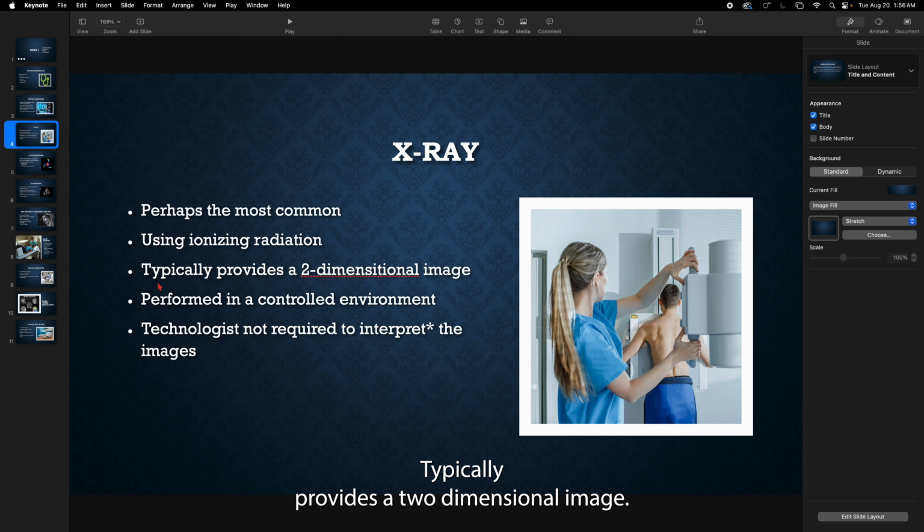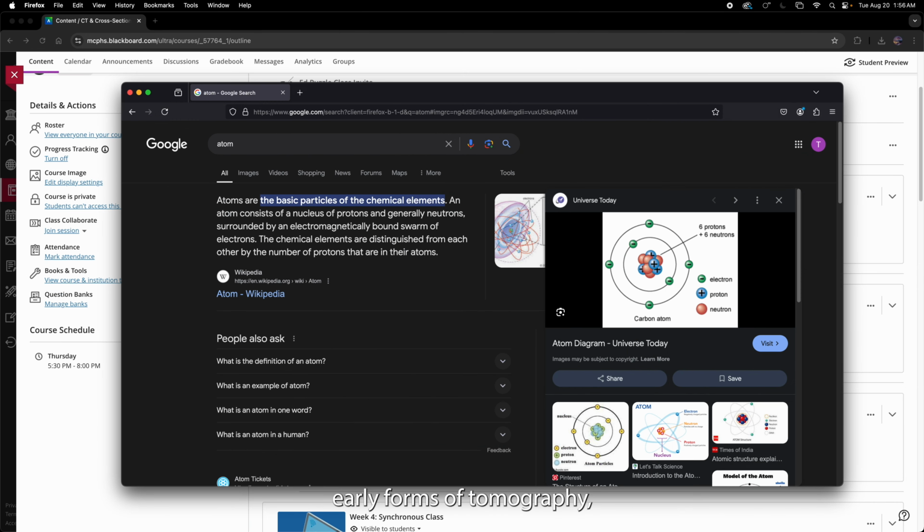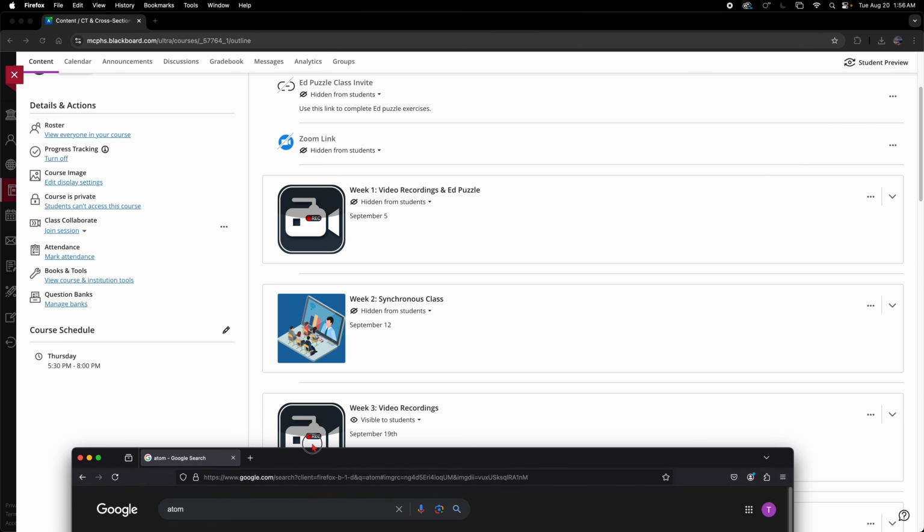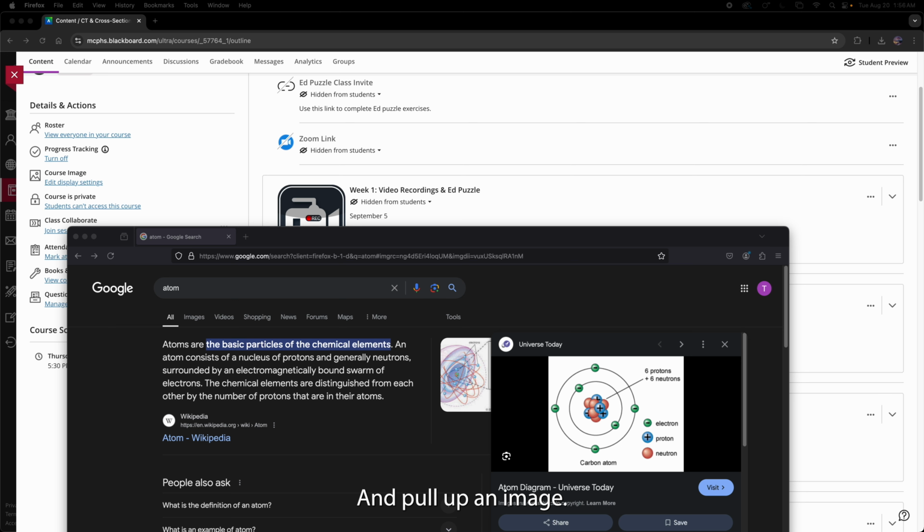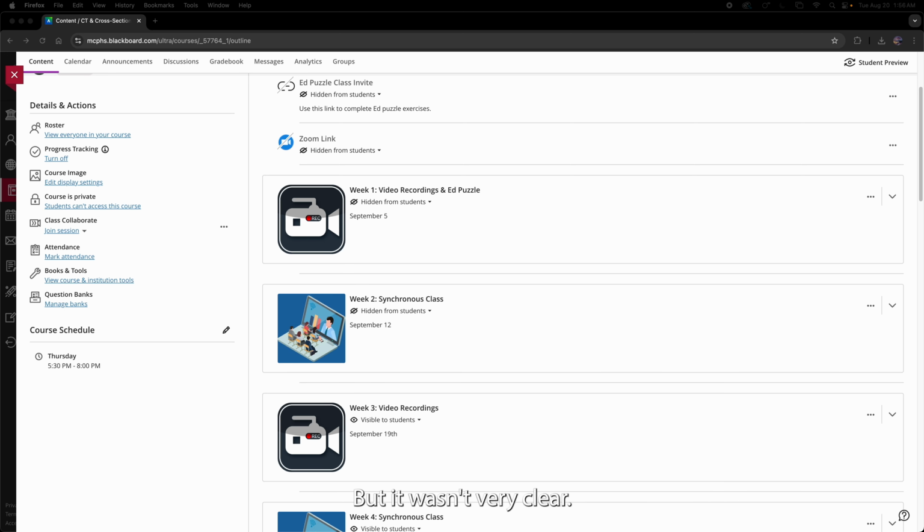X-ray typically provides a two-dimensional image. Now, in years past, we would have early forms of tomography. Let me put up an image here. Let me see if I could find this image. But it wasn't very clear, right? And it's called X-ray tomography. It's a huge contraption that's a little scary for patients, and the thing would move back and forth over the patient.